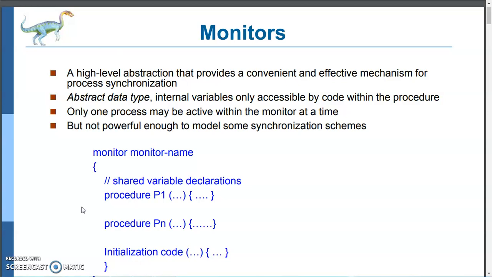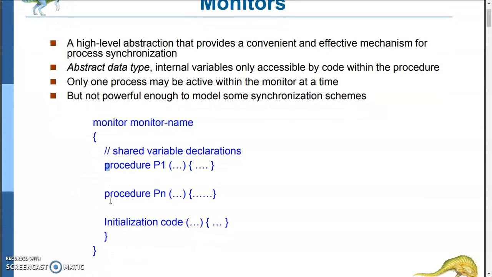We are using an abstract data type. This data type's internal variables are only accessible by the code within a procedure. Only one process may be active within the monitor at the same time, but it is not powerful enough to model some synchronization schemes. This is a monitor example.